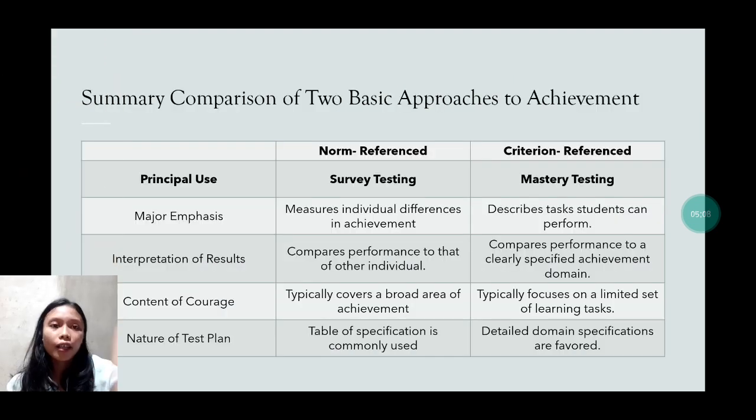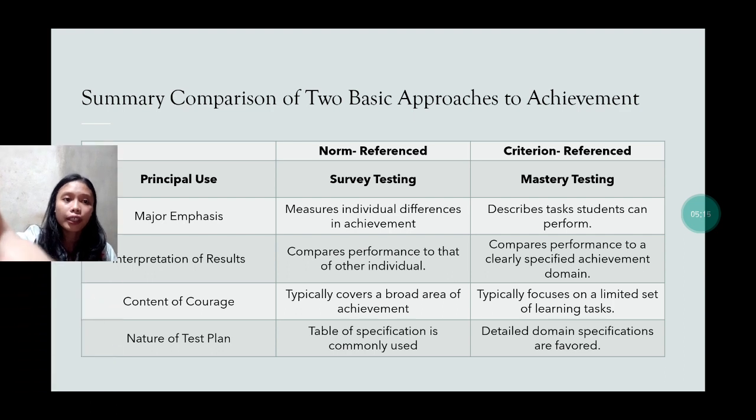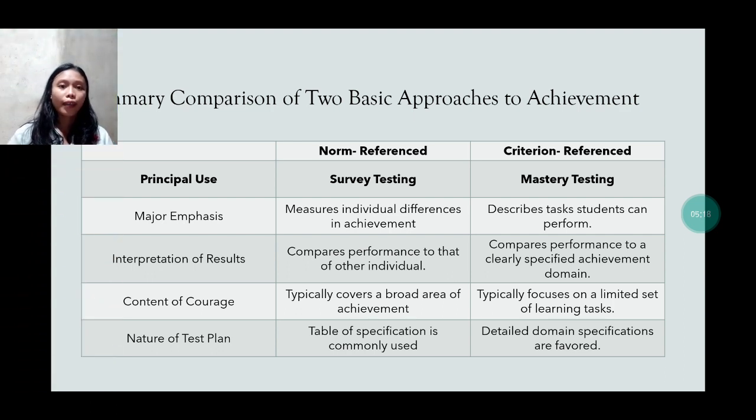And then we have here the summary comparison of two basic approaches to achievements. In norm reference and criterion reference, we have the principal use of the two. In norm reference we have the survey testing, and the criterion reference is the mastery testing. The first is the major emphasis. In the norm reference survey testing, it measures individual differences in achievement, while mastery testing, which is criterion reference, describes tasks students can perform.